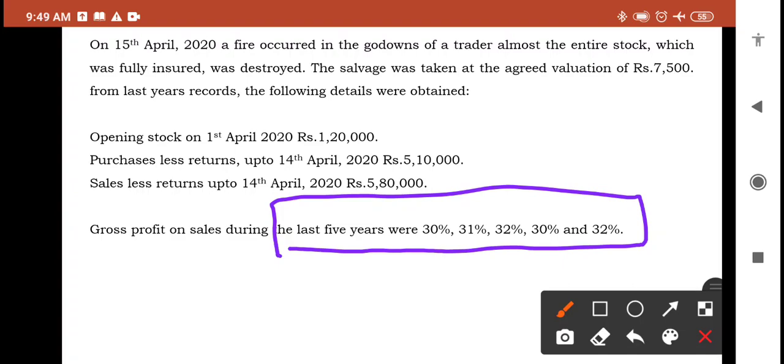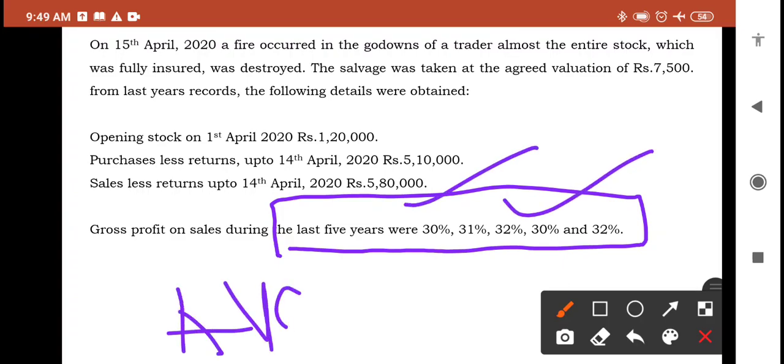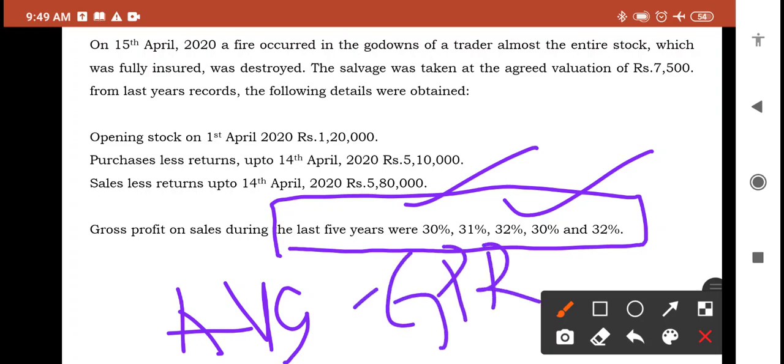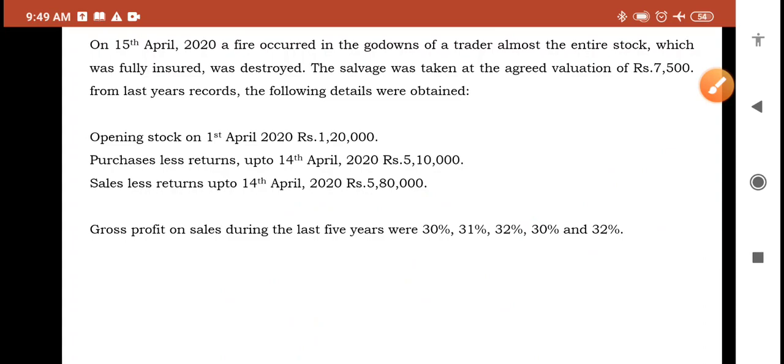In the earlier questions, I have explained the same concept, but in a different method. They didn't give gross profit ratios, but related information was given. By that, we calculated gross profit for the last 5 years, and based on that, we calculated the average rate of gross profit. But in this question, they have mentioned the 5 years gross profit ratio, so we can straight away calculate the average rate of gross profit, and that can be considered as the normal rate of gross profit. After calculating that average rate of gross profit, we can go with the next step.